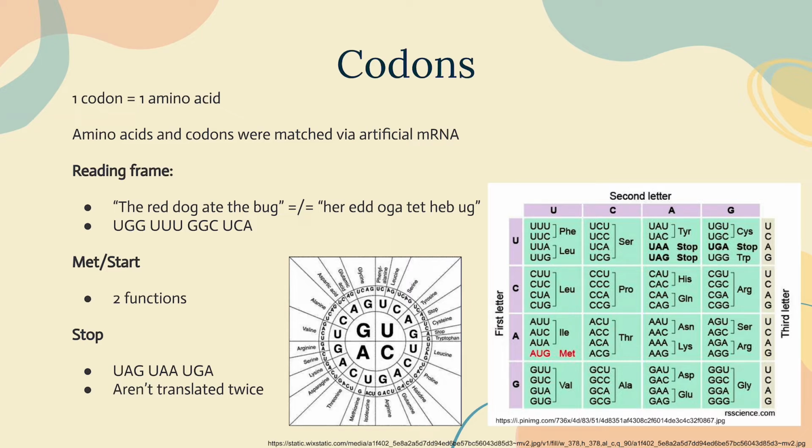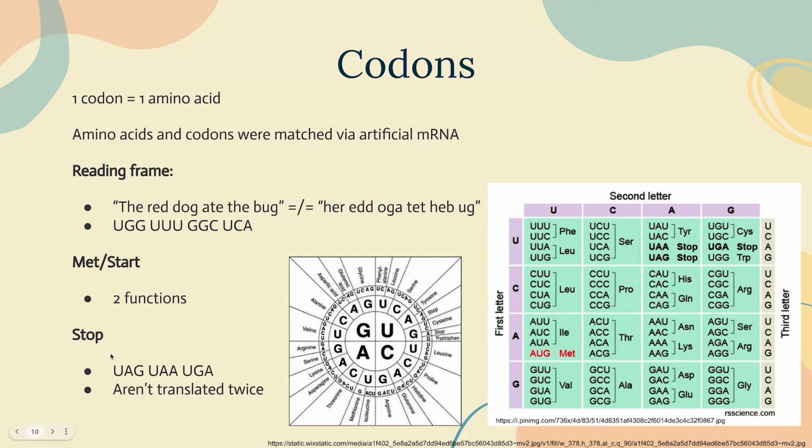Okay, and then some special codons to know. The first one is the methionine or start codon. It has 2 functions. The first one is to be the start codon. It's AUG, by the way. It's the codon that starts translation. However, it also functions as a normal amino acid. So after the start codon, you can have AUG, and that codes for methionine.